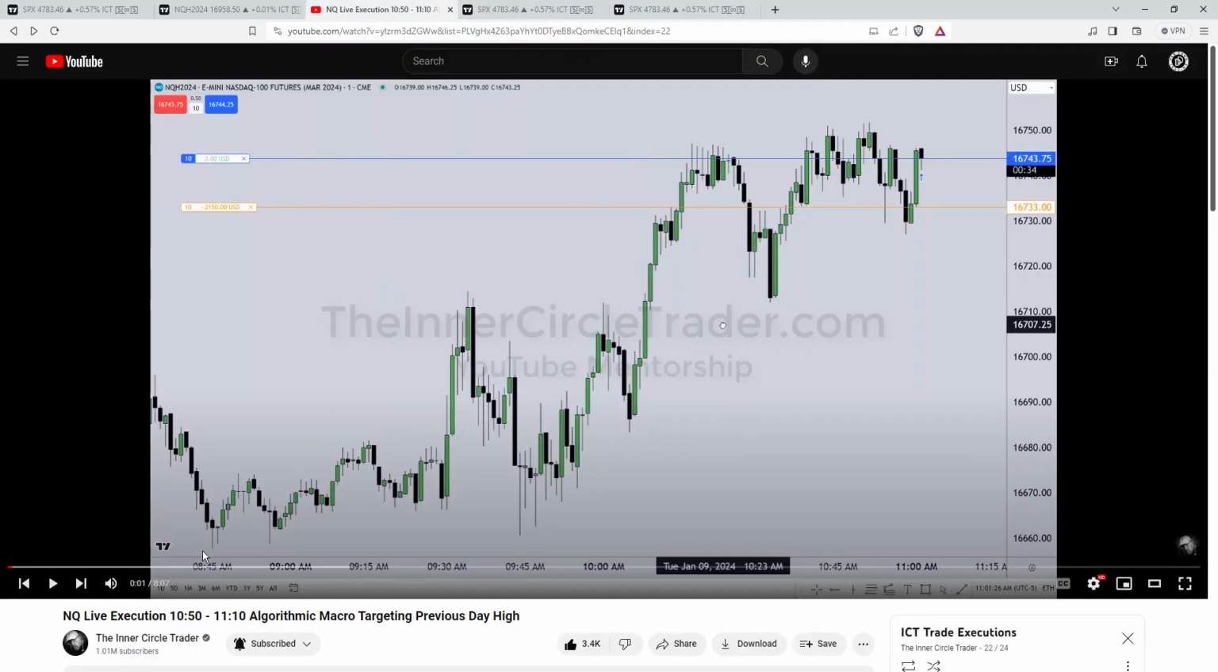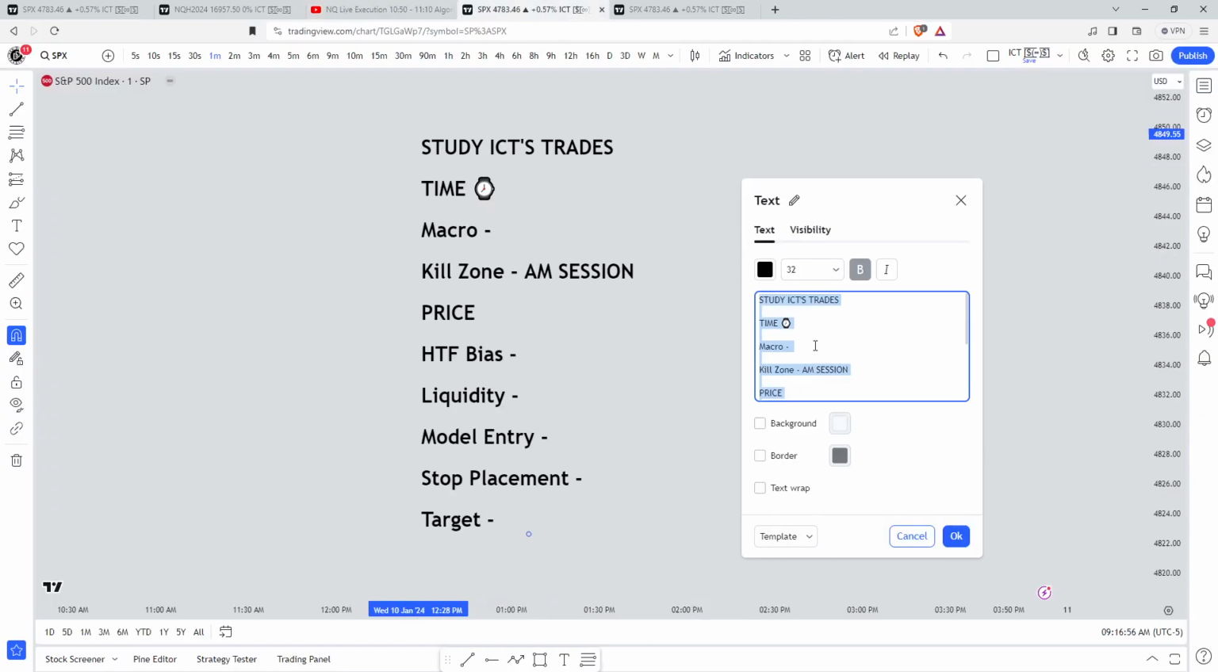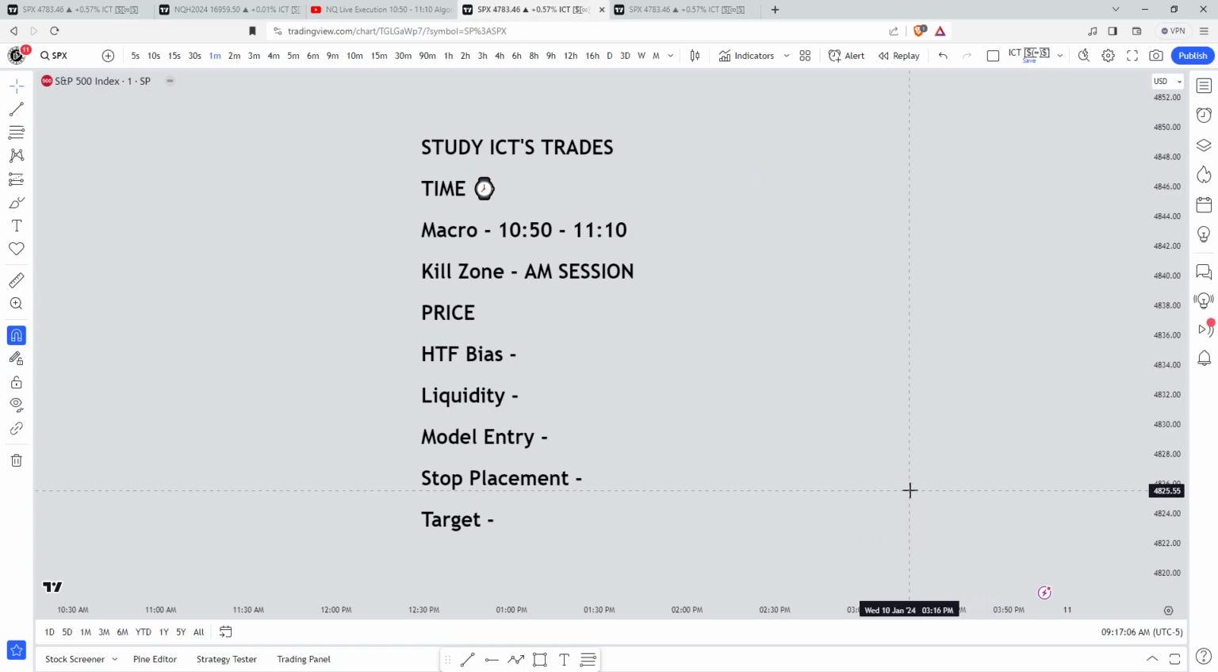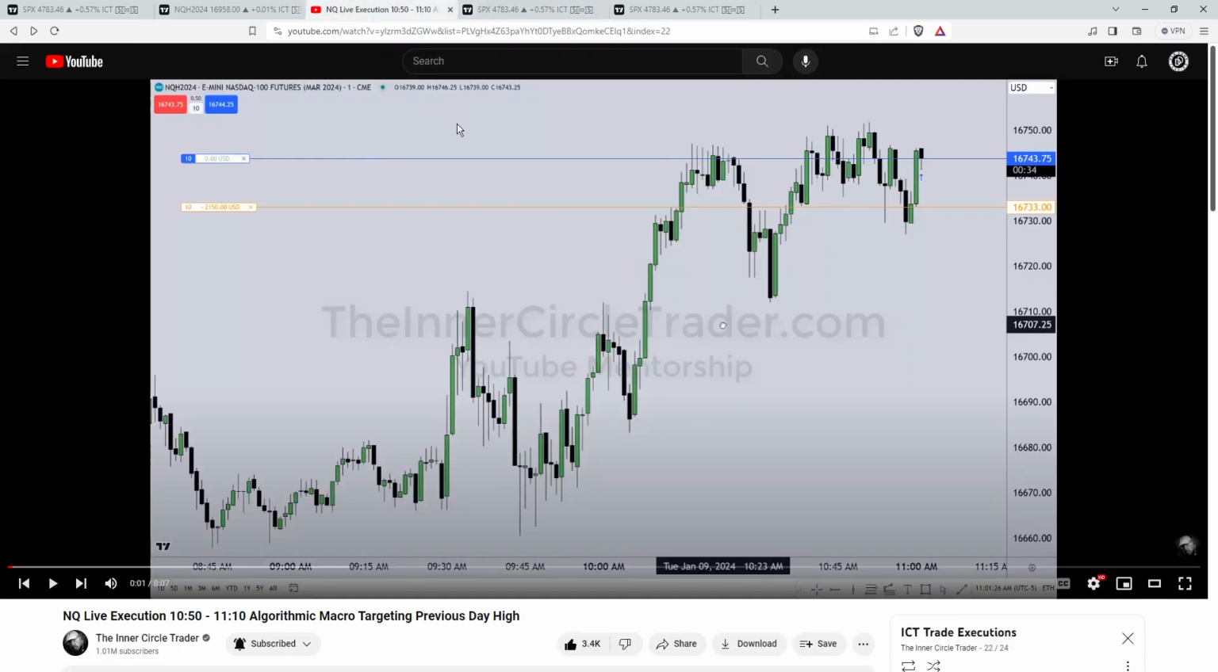What macro is he trading? Well, he says it right here. He's trading the 10:50 to 11:10 macro algorithm. If you look on the chart, that's where that is. So the macro is 10:50 to 11:10. Now ICT hasn't really taught much on macros, so I can't act like I know 100% about macros, but from my experience and from reverse engineering his trades, and from what he's taught so far, these macros are used to either expand price towards liquidity, or you can get changes in the state delivery during these macro times.